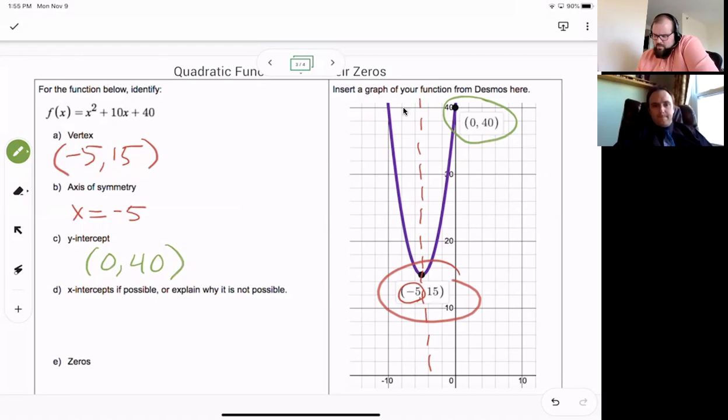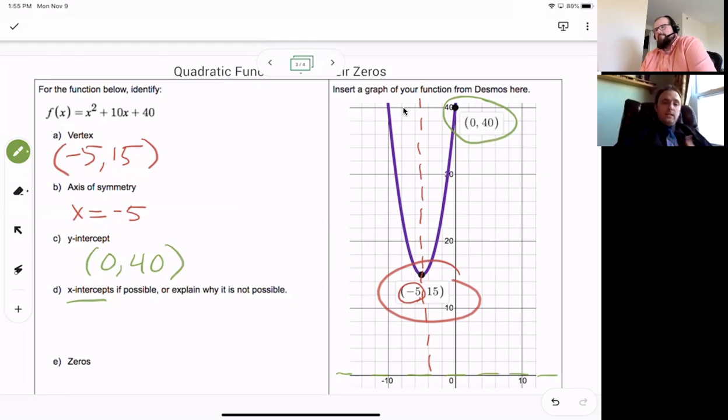So we're asked for x-intercepts, but my x-axis is down here, and I don't see any. Why?